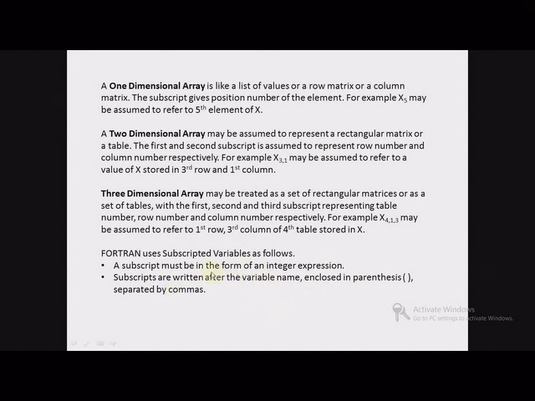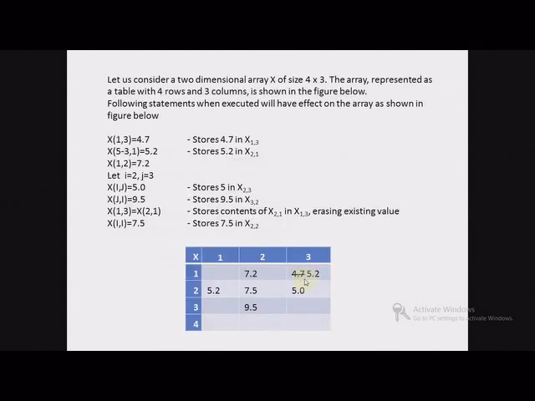We have seen how a subscripted variable is written, but we have seen only a single dimensional subscripted variable. Let us learn how a two-dimensional subscripted variable works. Let us consider a two-dimensional array of size 4 by 3. So this array has been shown in the form of a table here. So there are 4 rows and 3 columns.